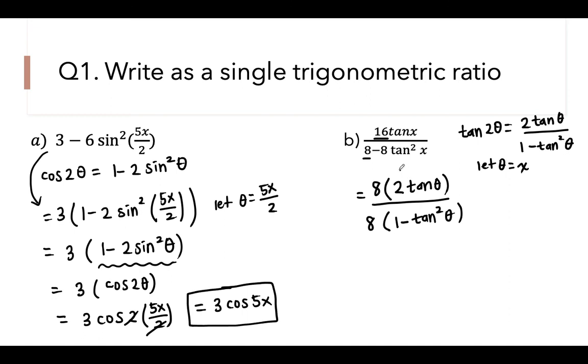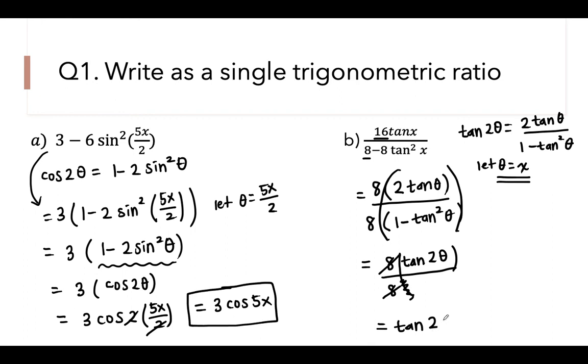Now, what do you notice? This bracket looks exactly like my double angle formula. So therefore, it's going to be 8 tangent 2 theta over 8. But 8 and 8 we can cancel, it becomes 1. So therefore, it's going to be tangent 2 theta, but we know theta is x over 8, so it's tangent of 2x over 8. And this will be my final answer.